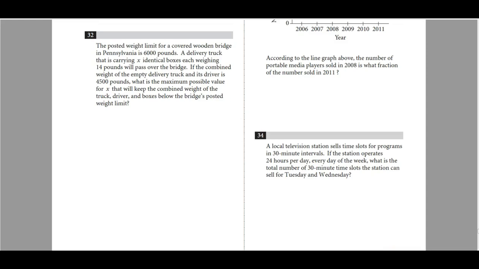All right, number 32 said the posted weight limit for a covered wooden bridge in Pennsylvania is 6,000 pounds. So that's the maximum you can be. So let me just write that down. The max has got to be 6,000 pounds.